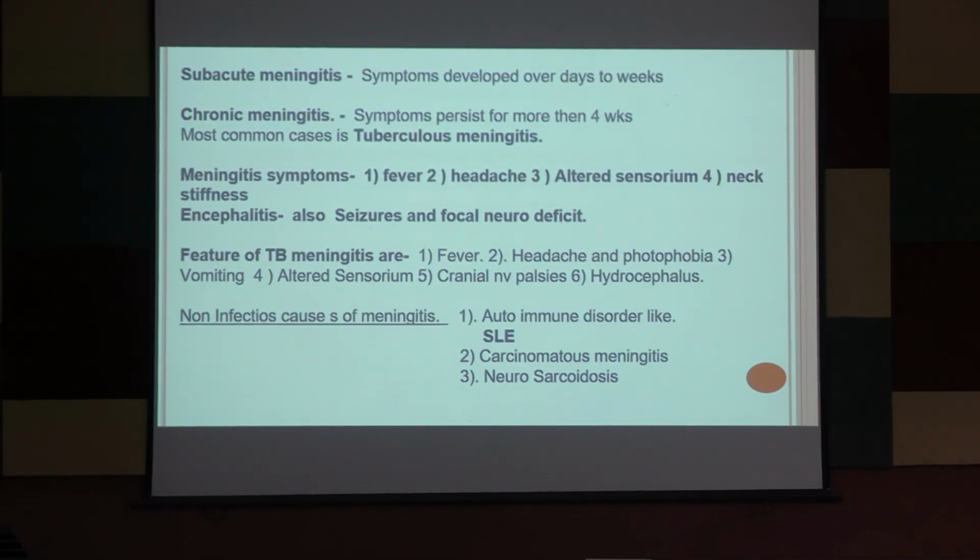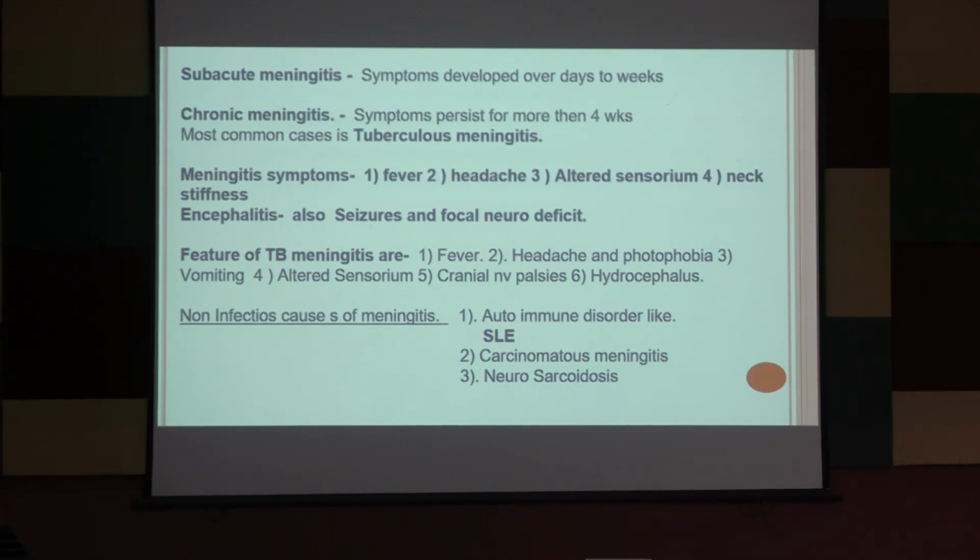So what is subacute meningitis? Acute meningitis, I have told you, is usually a very stormy event. The patient comes with a high fever, meningeal irritation, photophobia, vomiting, etc., and within 48 hours everything has developed. But subacute meningitis takes about weeks. It persists, depending on the organism.